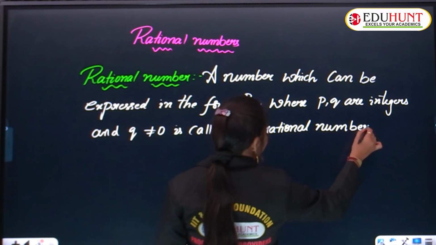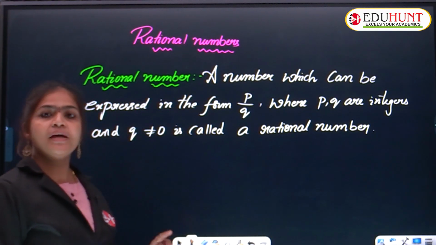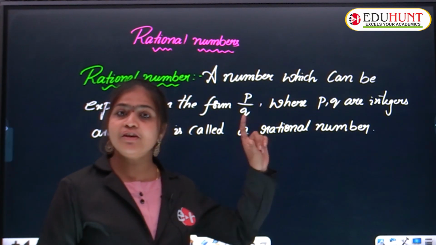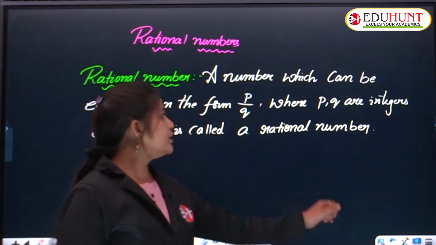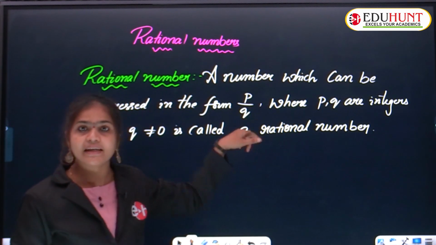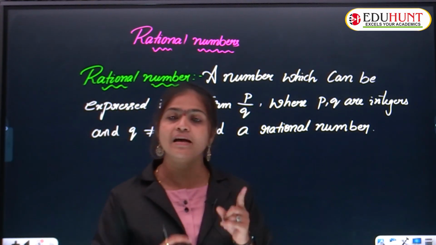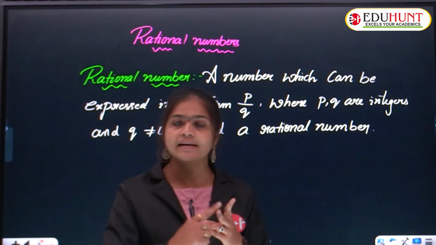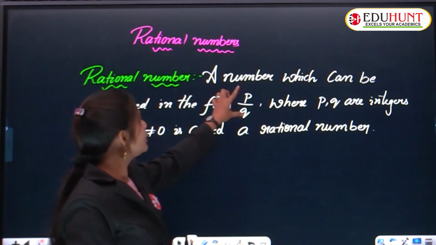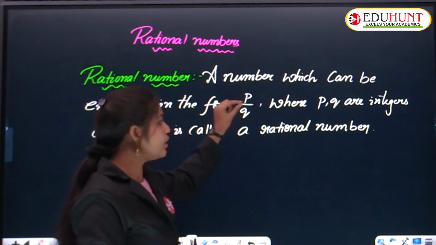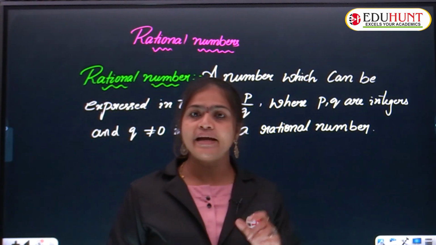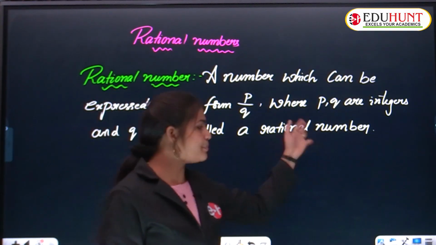Once again, what is the definition of a rational number? A number which can be expressed in the form of P by Q. P by Q is nothing but a fraction form. Here P and Q are integers. Children, we know integers include positive numbers, negative numbers, and also 0. So including these three, P and Q are integers and Q not equal to 0. The condition is Q not equal to 0. That kind of numbers are known as rational numbers.